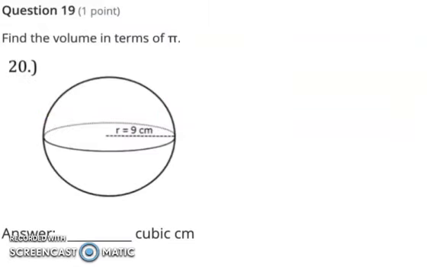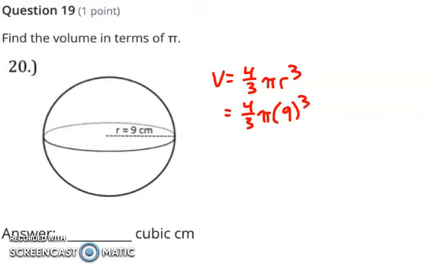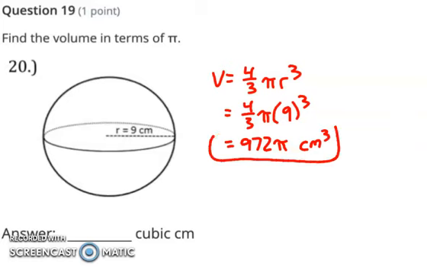Next, number 19. The volume of a sphere formula, 4/3 pi r cubed. Okay, if r is 9, okay, just make sure you know how to cube something in your calculator. They want this in terms of pi, so 9 cubed is 729, times 4/3 is going to be 972. 972 pi cubic centimeters. Okay, make sure you know how to type that in your calculator.